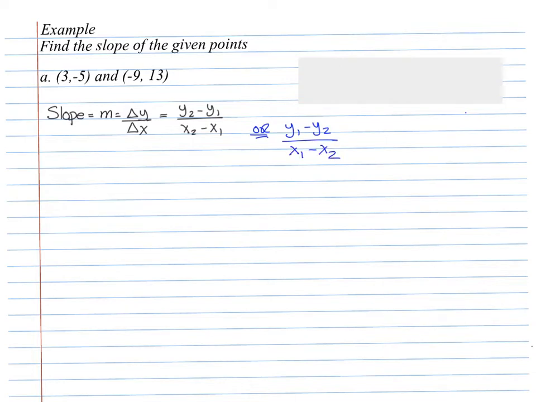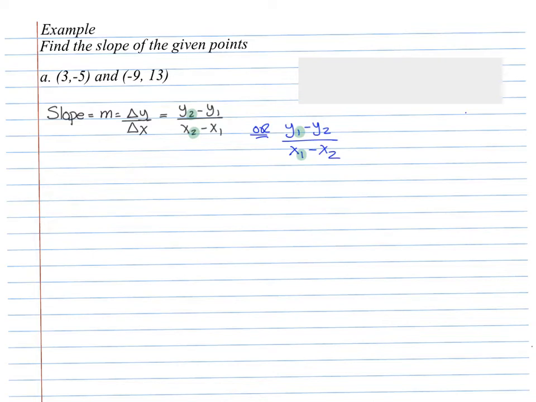What you have to realize is that if you use the y coordinate of your first point on top, then the x coordinate of that same point has to be on the bottom. Same thing if you use the coordinate of your second point, then the x for that point should also be on the bottom. Okay, so now we're going to use our formula to find our slope.